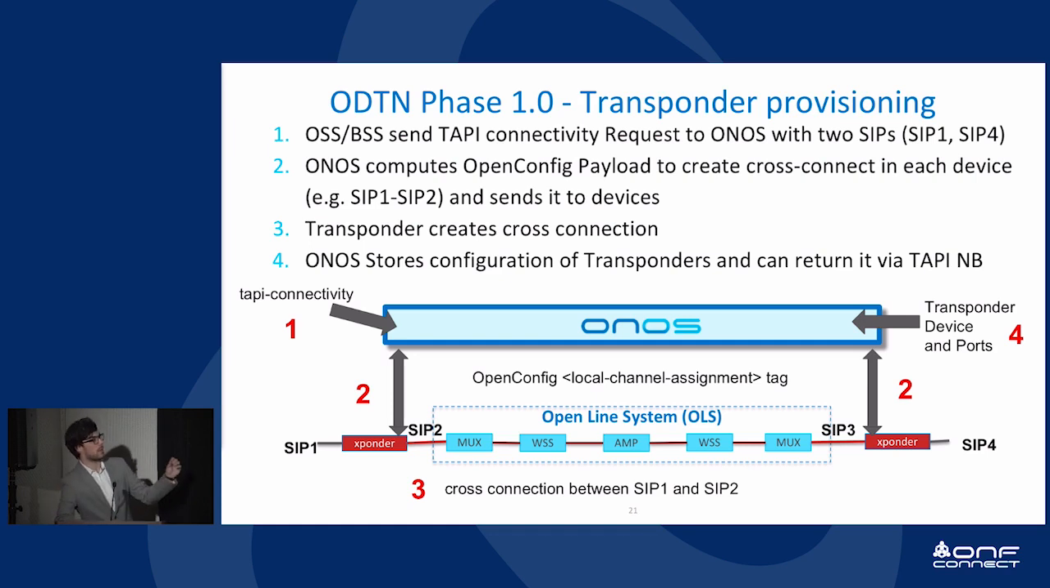And it sends it down. In particular, what we're doing is a logical channel assignment in OpenConfig. Then the transponder makes that cross connection inside itself, enabling traffic from the client side to go to the line side and vice versa. And ONOS stores this configuration of the transponders and can return it to anybody who's asking through TAPI. So that connectivity request is satisfied, and then is stored inside ONOS to make sure that if the OSS BSS requires it, we have that information for it.